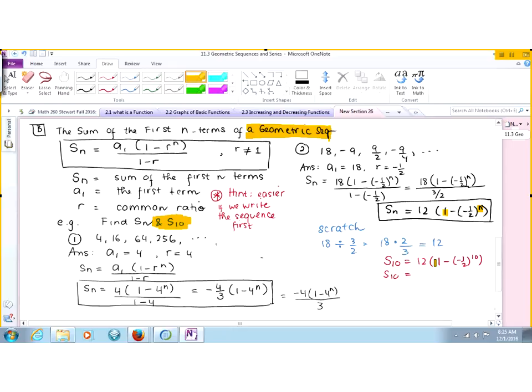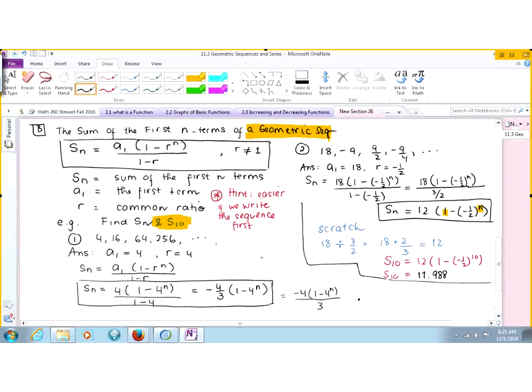So here, what is this? Any idea? Okay, so 12 times, open parentheses, 1 minus, and then parentheses again, 0.5 raised to the 10. What did you guys get? Yeah, 11.988. Did you guys get it? Calculator? Okay. So this is for these.